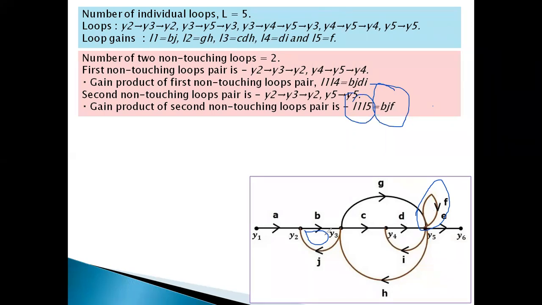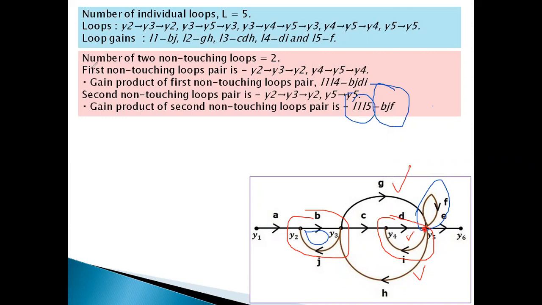Again, one more: if we observe, this is a loop and this is another loop. These two loops are not in contact. Those two are called non-touching loops. They are not in contact with each other. If we consider these two loops, they are in contact at this junction. So if we take these two loops, they are in contact with this branch. If we consider this loop and this loop, they are in contact at this junction. So they cannot be considered as non-touching loops.